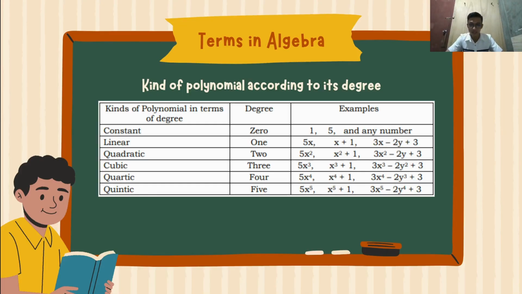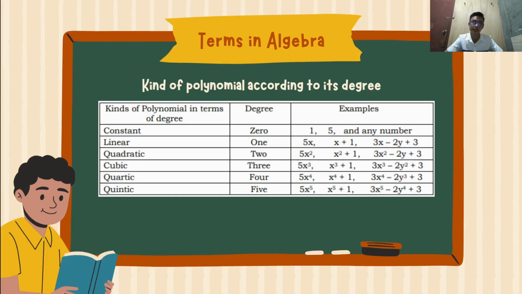Quadratic has 2 degree: 5x squared, x squared plus 1, 3x squared minus 2y plus 3. Cubic has 3 degree: 5x cubed, x cubed plus 1, 3x cubed minus 2y squared plus 3. Quartic has 4 degree: 5x raised to 4, x raised to 4 plus 1, 3x raised to 4 minus 2y cubed plus 3.